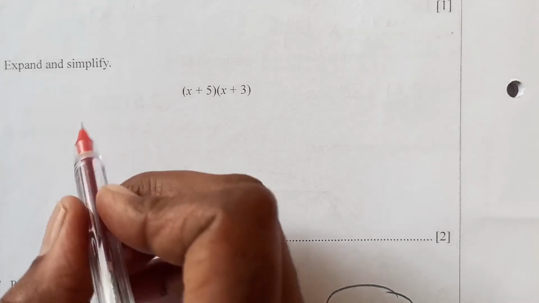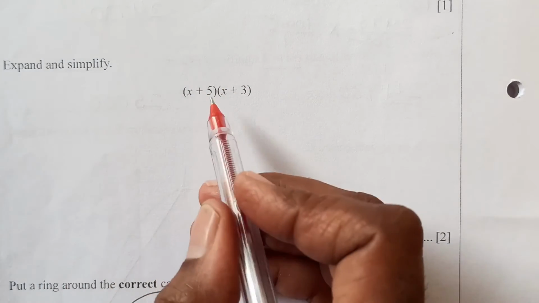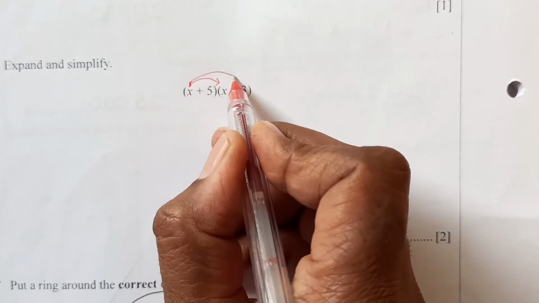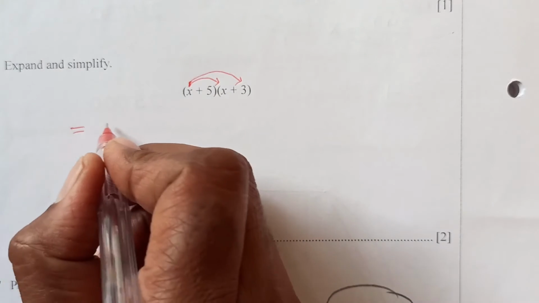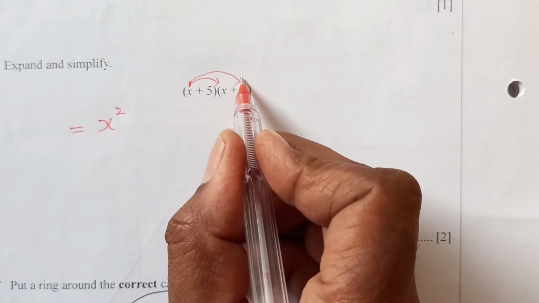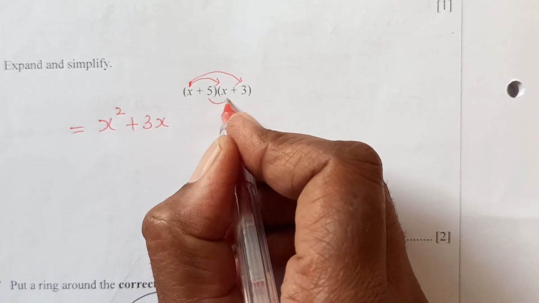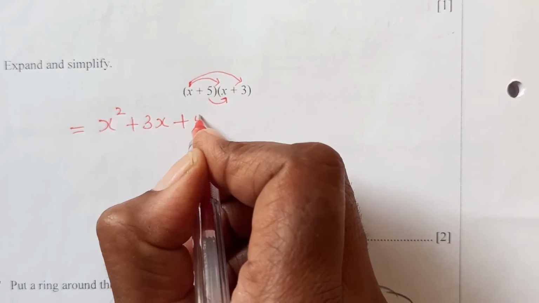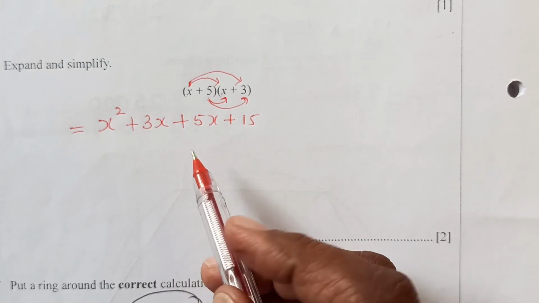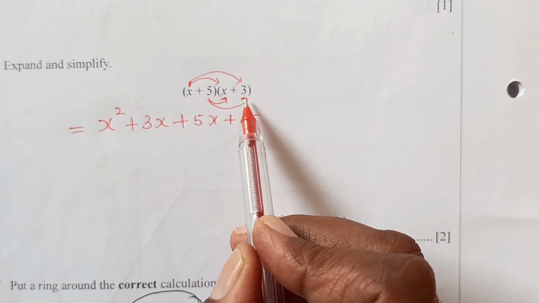Next question, expand and simplify. So we are expanding the brackets here. Now you see, to expand, now this x will be multiplied to both the numbers that is inside. So that means x times x is x squared, then x times 3, that is 3x, right? Now we will multiply 5 by x is 5x, plus 5 by 3 is 15. So now remember that each number in first bracket will be multiplied to each number in the other one.